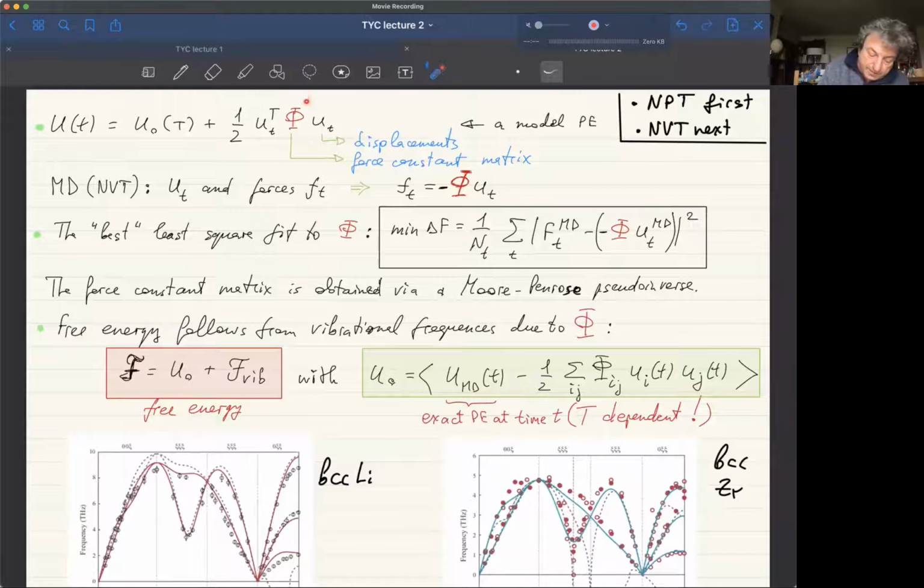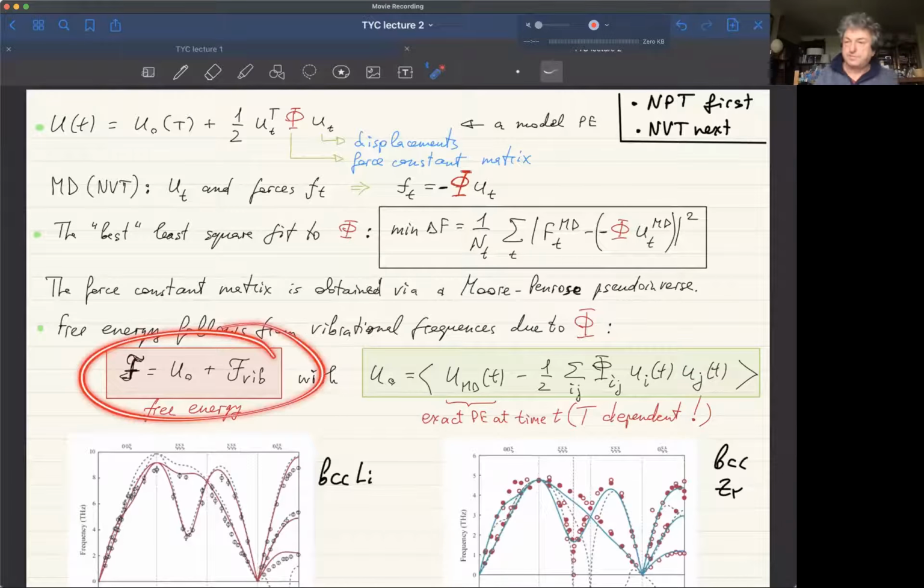So if we have a way of determining this force constant matrix from our molecular dynamics for the given pressure and temperature, we would be able to diagonalize that matrix with masses, all done properly as we did before, and calculate the vibrational frequencies, which would be associated with this particular geometry, which is equilibrium geometry for this given pressure and temperature. And once we get these vibrational frequencies, we would be able to work out the total free energy of our system for these thermodynamic conditions.